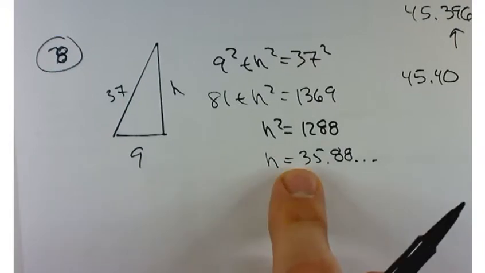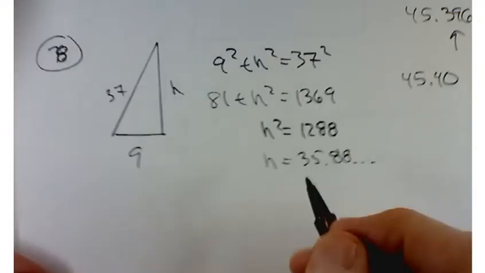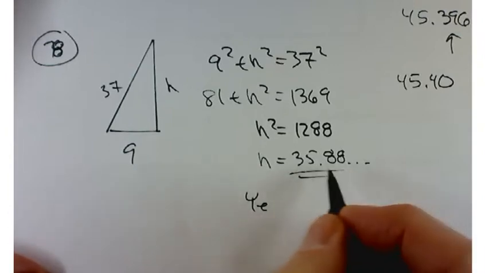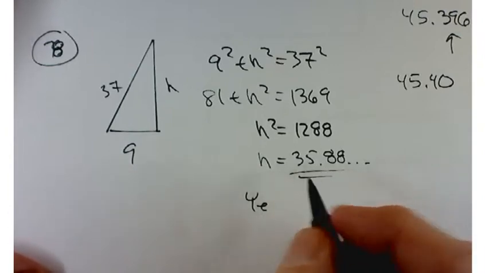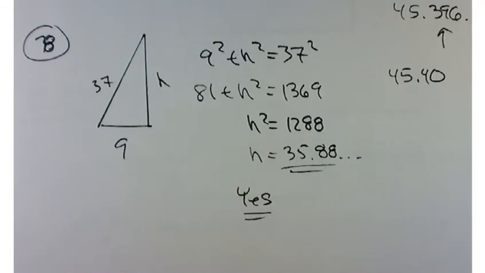But that's not where the problem ends. The problem ends with a yes or no. Is this tall enough to reach a 35-foot high ledge? Now, it's more than 35 feet, right? So yes, it is tall enough. Nice. Any thoughts on the Pythagorean Theorem? You okay with those? All right.